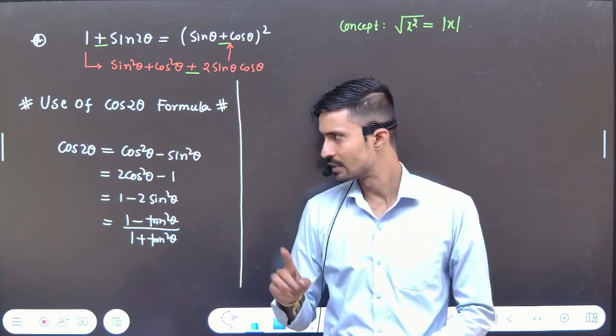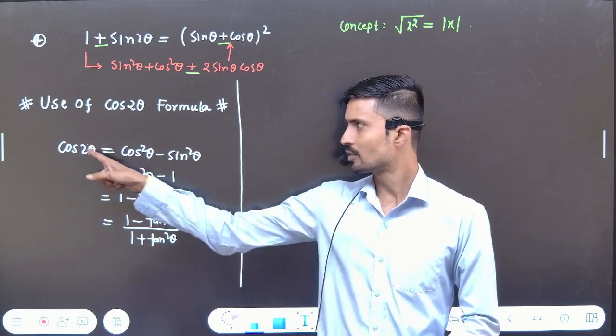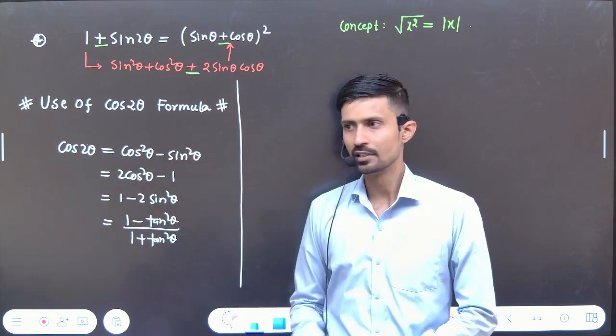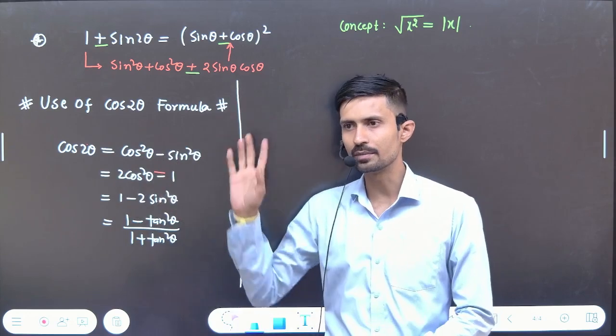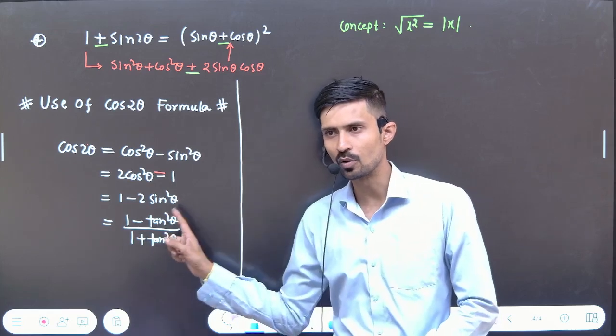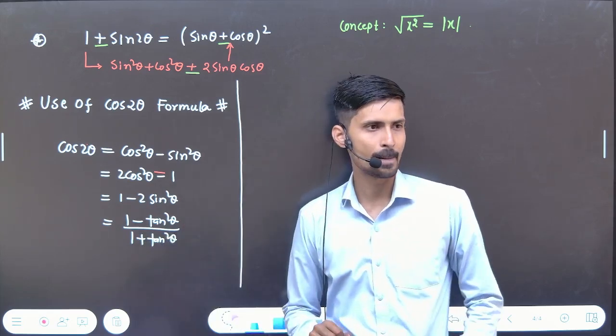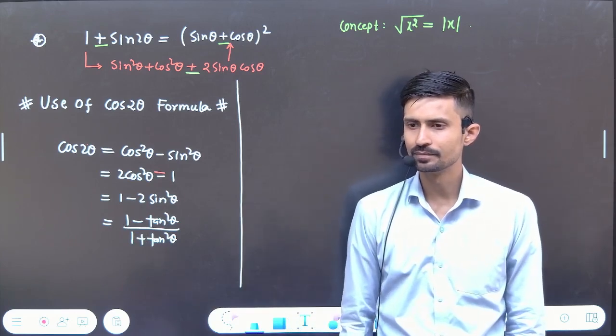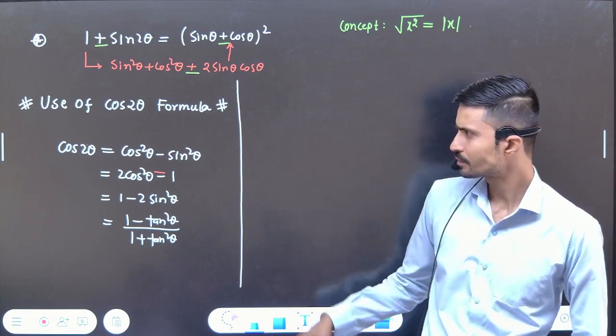Okay, next. In this formula, in cos 2 theta, this formula, cos and sine both names are coming. But in this formula, only cos name is coming. In this formula, only sine name is coming. In this formula, only tan name is coming. Okay, na? Understood?